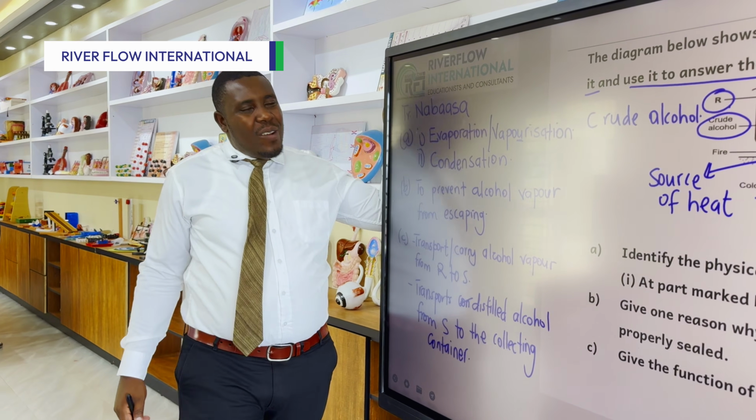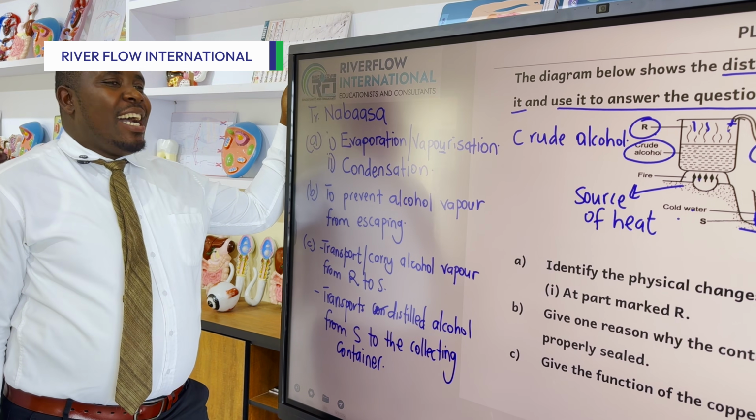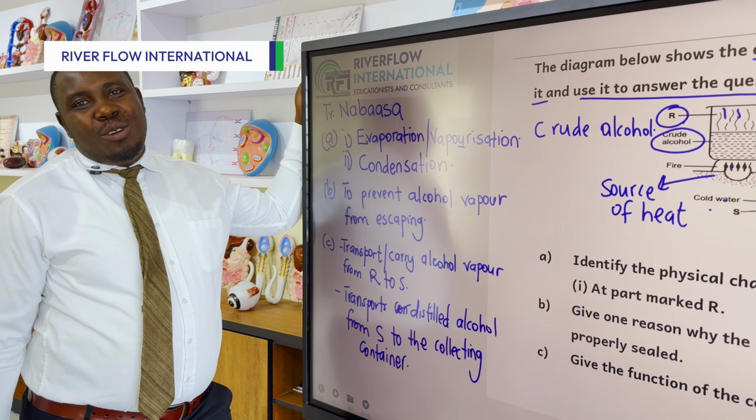What is your view? If you were the one, what answer would you have put on each part of this question? And then you can add it in the comment section.